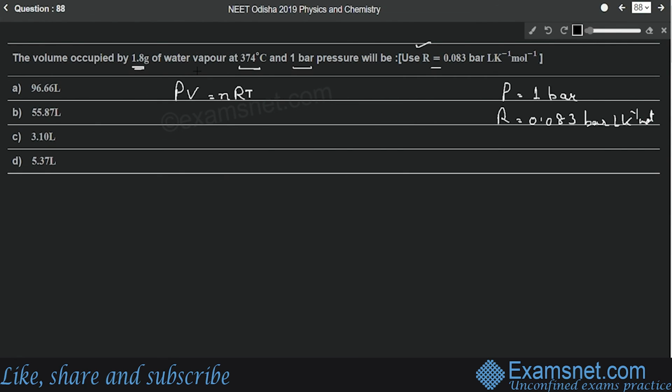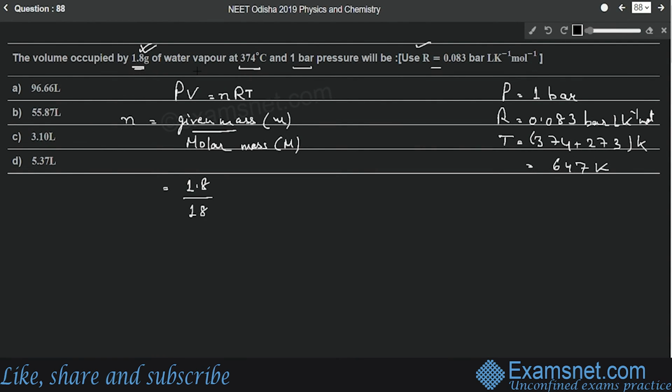Then what else is given? Temperature is also given. It is 374 degrees Celsius. So in Kelvin it will be 374 plus 273 Kelvin. That means 647 Kelvin. Okay. Now, mass is given. Number of moles is not given, but mass is given, and with the help of mass, we can find out the number of moles. Okay. So we know that number of moles is equal to given mass, that is small m, divided by molar mass of water, capital M. Okay. So given mass is 1.8 grams and the molar mass of water is 18. How? Because we have H2O, that means 2 into 1 plus oxygen is 16. So it will be 18. Okay. So on solving this, we get 0.1. So we have 0.1 moles.